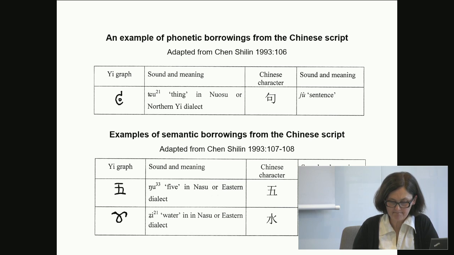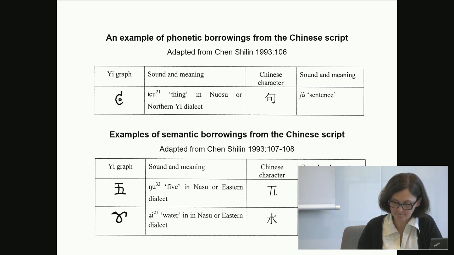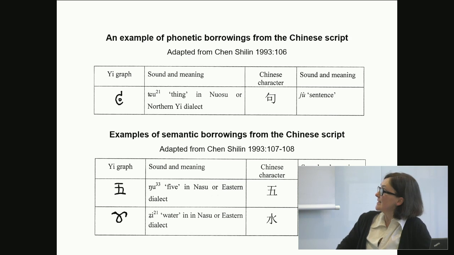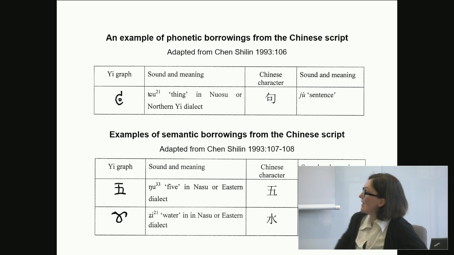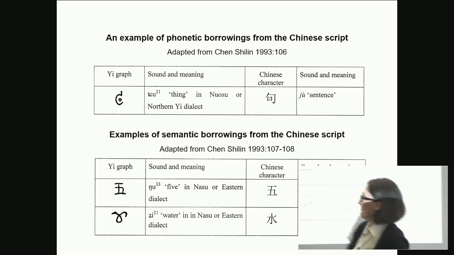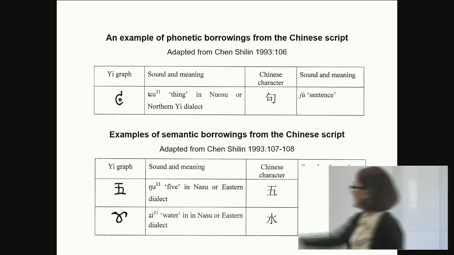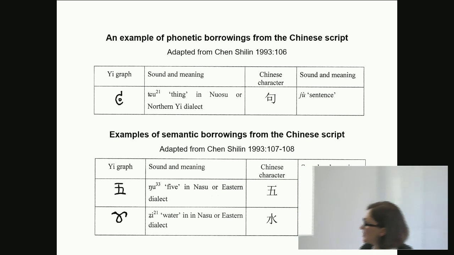When borrowed semantically, a character was used according to the meaning of the word it represented in Chinese. The character was given a new reading, but its meaning didn't change and was the same as the meaning of the source character in Chinese. Here you can see two examples of such characters which could serve as source characters for these scripts. In the case of that one, this is a cursive form of the character for water, shui in Chinese.